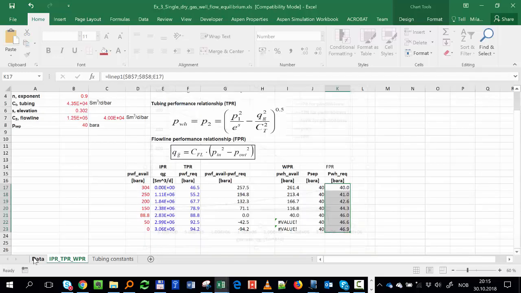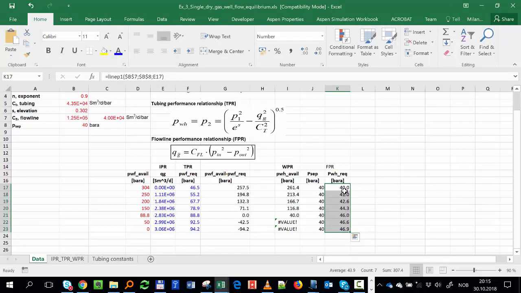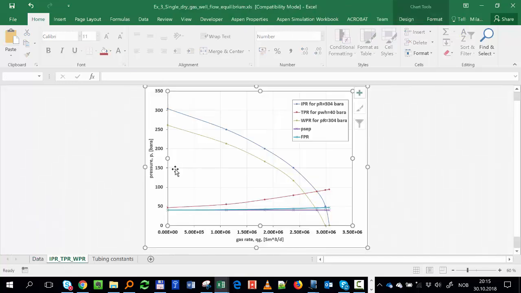So then I plot it. I'm using this pressure, which is fixed, and then I'm using the same range of rate that I use for the IPR and for all the rest. And I obtain something like that, the flow line performance relationship, which is very close to separator, right? It means that that pipeline should be huge. It should have a very big diameter.